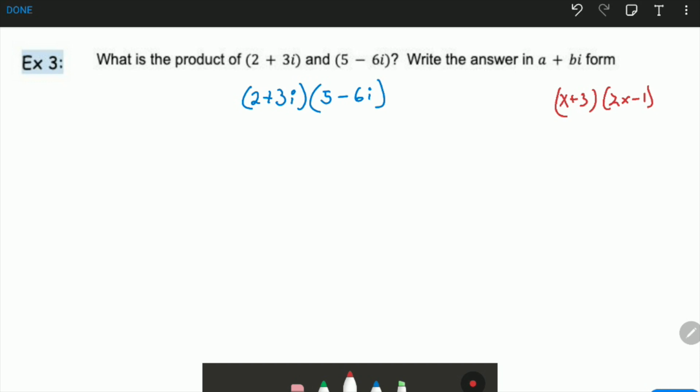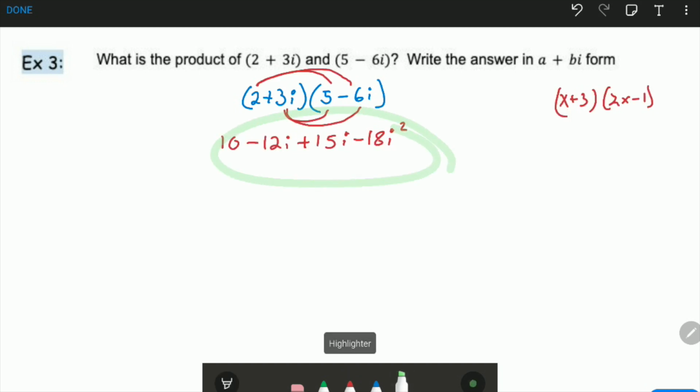So when you do this, we will distribute like we did in Algebra 1. 2 times 5 is 10. 2 times negative 6i is negative 12i. 3i times 5 is 15i. And 3i times negative 6i is negative 18i squared. There is one major difference between what we were doing here in Algebra 2 with the complex numbers and what we did in Algebra 1 with the x's.